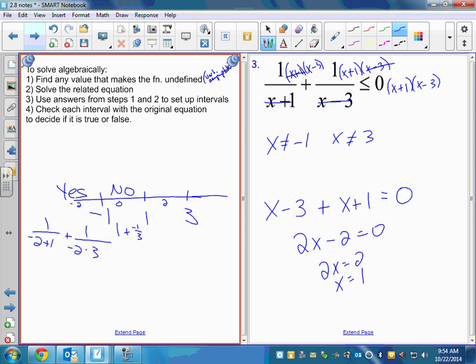I'm going to pick 2 for this one, because 2 is in between 1 and 3, and I'm going to get 2 plus 1 is 1/3 plus 2 minus 3 is negative 1. So what about 1/3 plus negative 1? Is that positive or negative? Negative, so that works. Some people like to just say, well, if it's yes, no. Sometimes that works, but sometimes it doesn't work. The very first one we did was like no, yes.